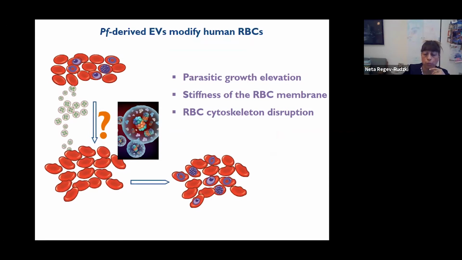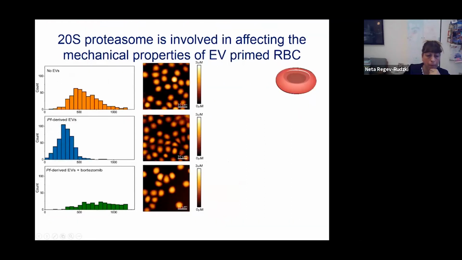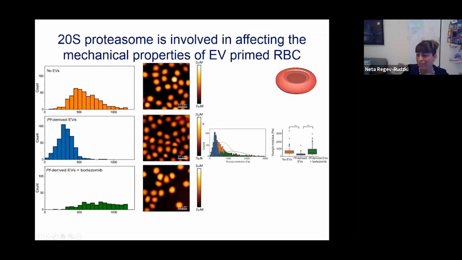So let's start first with the parasitemia level. Yes, when we introduced the parasites with vesicles that were treated with the proteasome inhibitor, we could no longer see this growth advantage that we saw when we introduced only the parasitic vesicles. Same with the stiffness of the membrane, as you can see here. This time, when we use the proteasome inhibitor, we got similar levels of Young's modulus, similar to the non-treated cells.